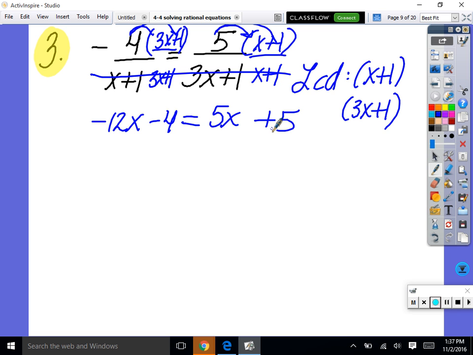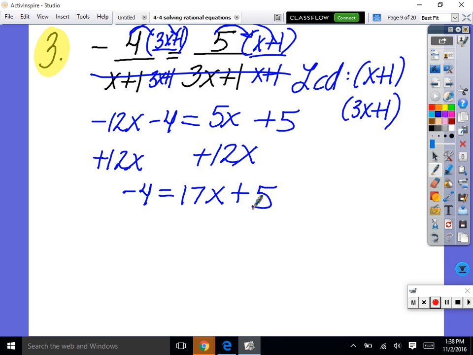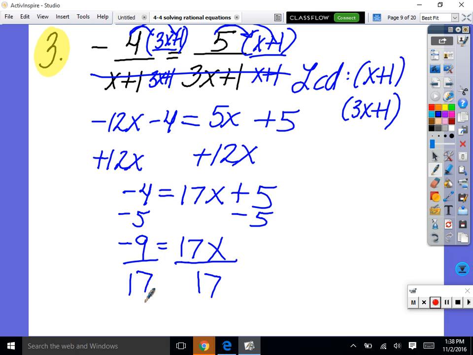Let's combine our x's. So I'm going to add 12x. So I have negative 4 is equal to 12x plus 5x, which is 17x plus 5, right? Solving for x, so minus 5. Negative 9 is equal to 17x. Divide by 17. And that doesn't simplify. So we're going to have fractions. We're not going to always have gorgeous answers. So it's Secondary 3 now. Okay, that's great. Everybody good?